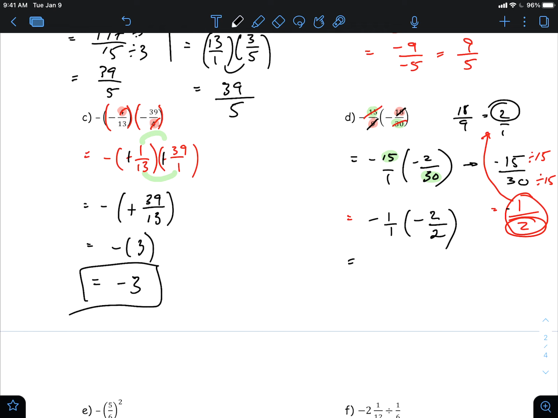So your final answer should be something like: the negatives will cancel out, because 2 negatives turn into a positive, and 1 divided by 1 is 1 times 2 divided by 2 is also 1. So we should get +1. Does anybody disagree with what's going on?